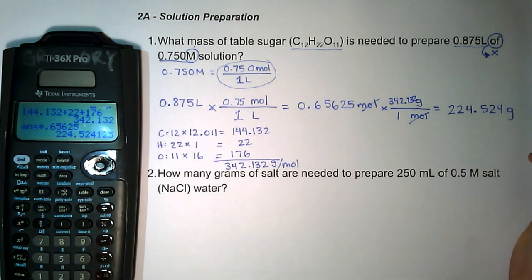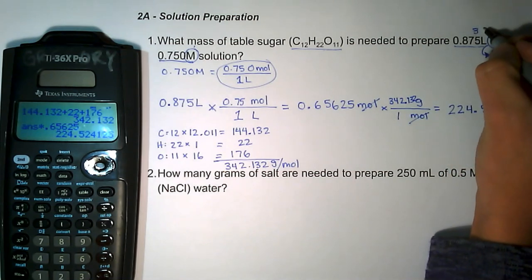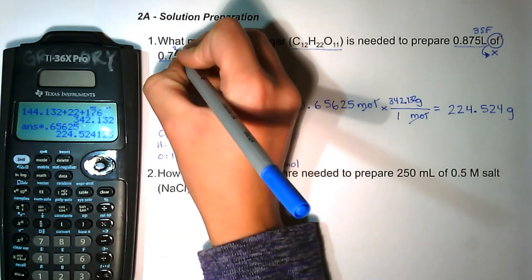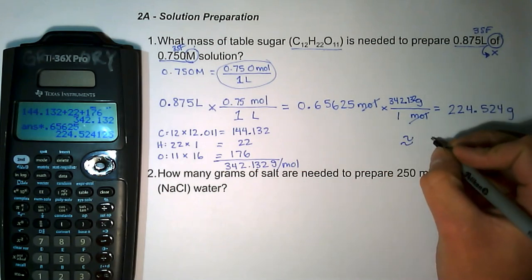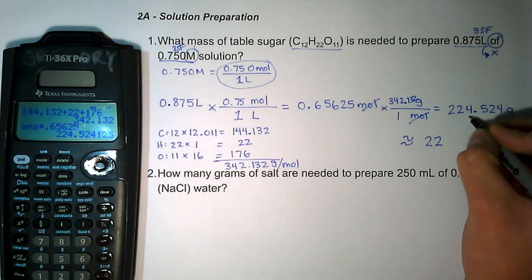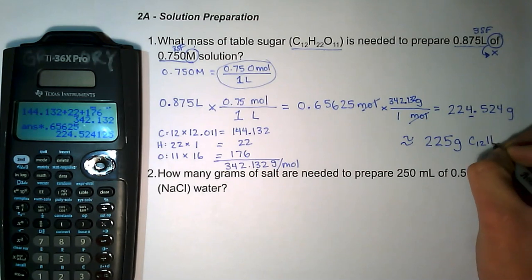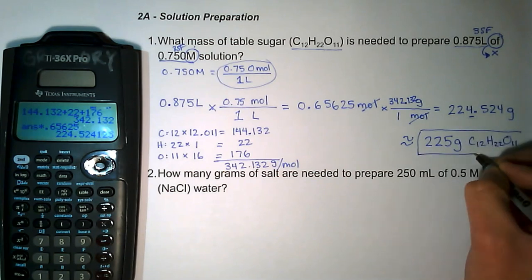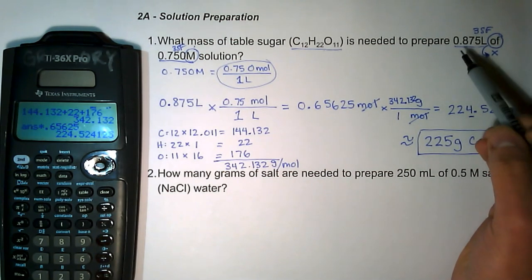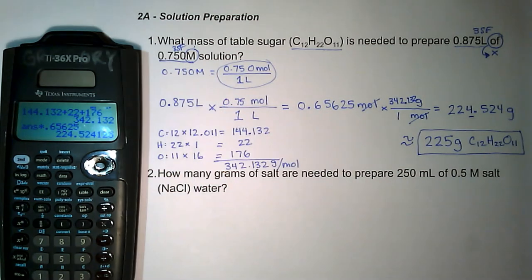That gives me 224.524 grams. And of course I'm going to look at the significant figures in my problem. I have 3 sig figs here, and I also have 3 sig figs here, so my answer should have 3 as well. So I'm going to round this up to 225 grams of C12H22O11. That is how much table sugar we would need to prepare 0.875 liters with a concentration of 0.750 molar. On to number 2.